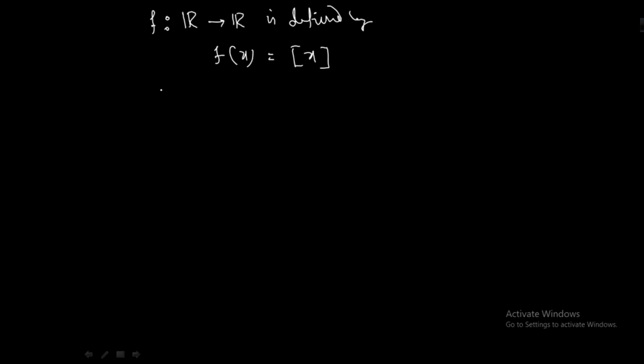So let us check another function, whether this function is onto or not. Suppose the function f from R to R is defined by f(x) equals cos x. Now tell me whether this function f is onto or not.